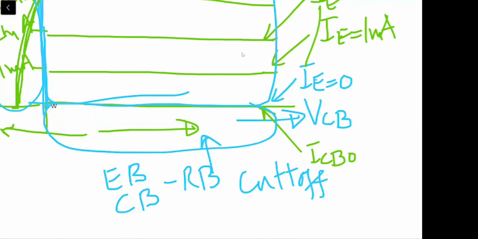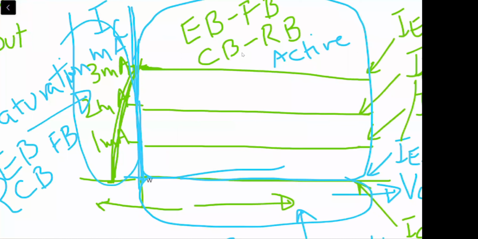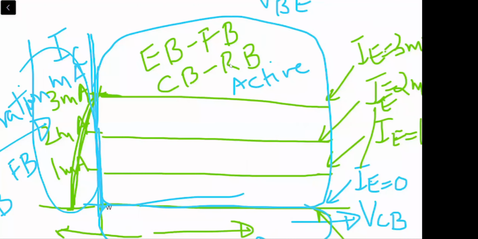Okay, so let's start again. Before that, we were discussing the output characteristic curve. In the output characteristic curve, we have seen that we have the active region. In the active region, the emitter base junction needs to be forward biased and the collector base junction needs to be reverse biased, and in the active region we have the normal operation of the transistor.